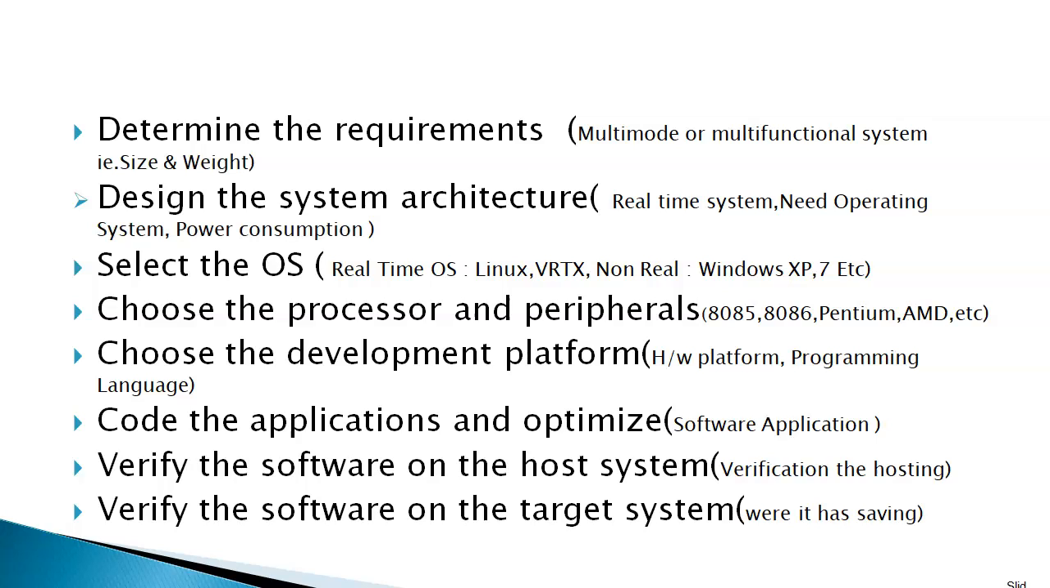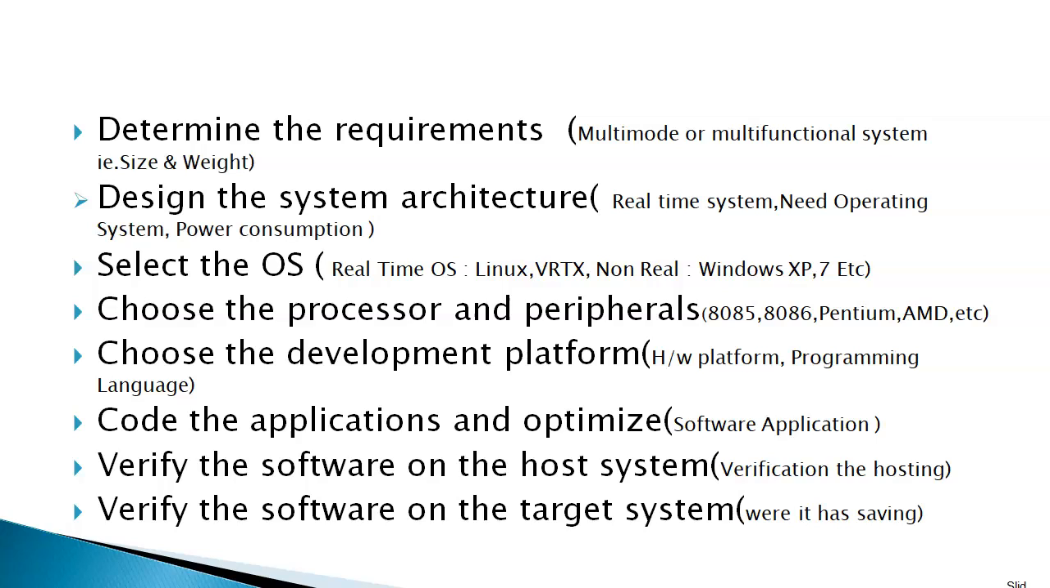What operating system do we need to get into the architecture? Which microcontroller will support the operating system? After that, it will select the operating system. It has two types: one is a real-time operating system, and another is a non-real-time operating system. For non-real-time operating systems we are using Windows XP, 7, etc. Real-time operating systems are Linux, VRTX OS.